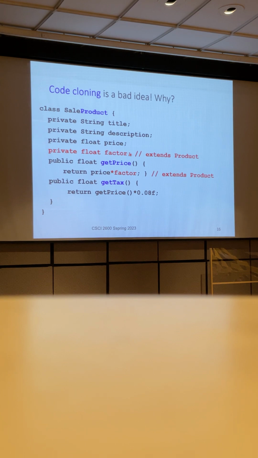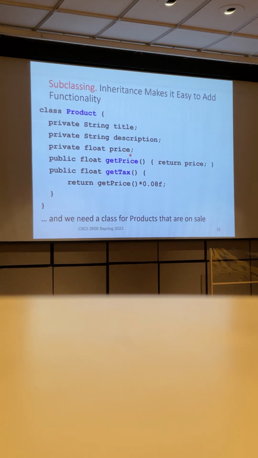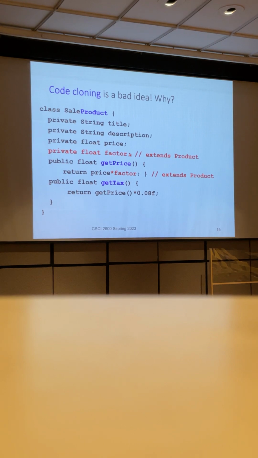All right, so what is bad about this approach? It's very hard to maintain, because what if I want to add another attribute to all my products, whether they're on sale or not? For example, category. I would have to add it to both classes. That's not good. Let's see if these two are actually true subtypes.